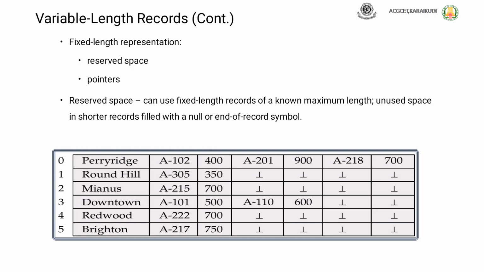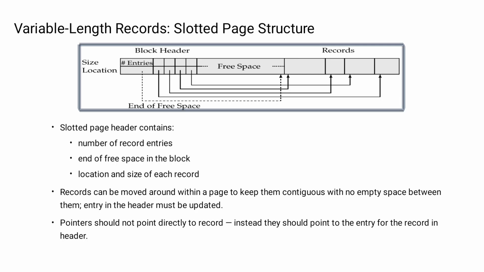It is not easy to reuse space occupied formerly by a deleted record. There is no space for records to grow longer. If a variable length record becomes longer, it must be moved. So there is no space if a record can grow longer. The basic byte string representation is described here, used for implementing variable length records.